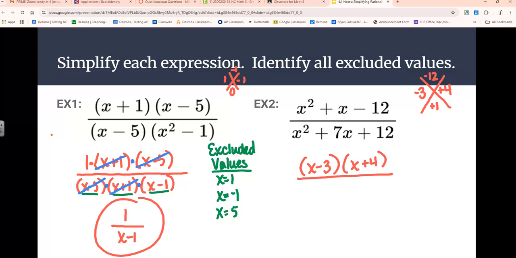Okay, then we want to do the bottom. For the bottom, I am multiplying to get 12. I am adding to get 7. What numbers are going to work there? Four and 3, or 3 and 4. So x plus 4, x plus 3. Before we cancel, we want to do excluded values.